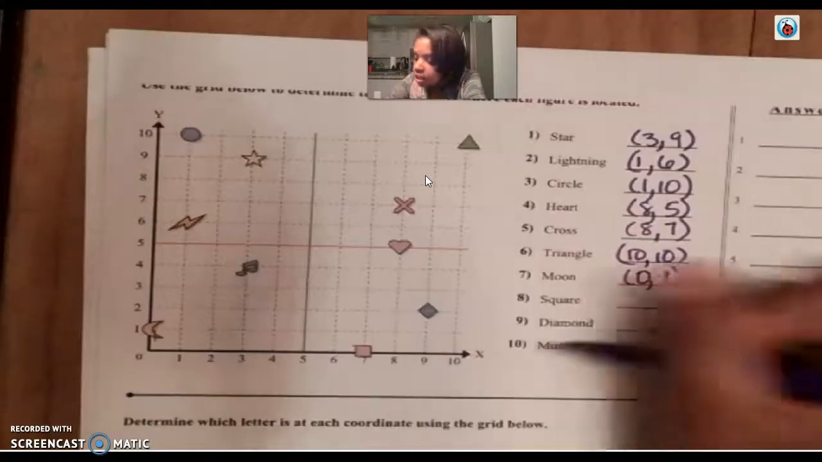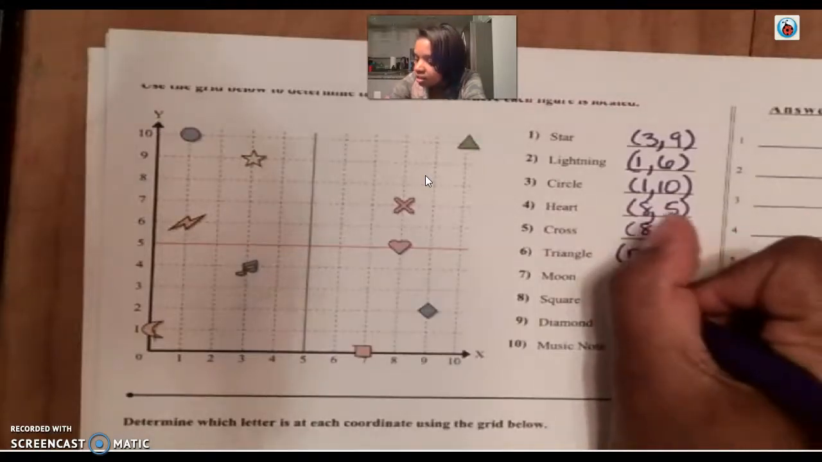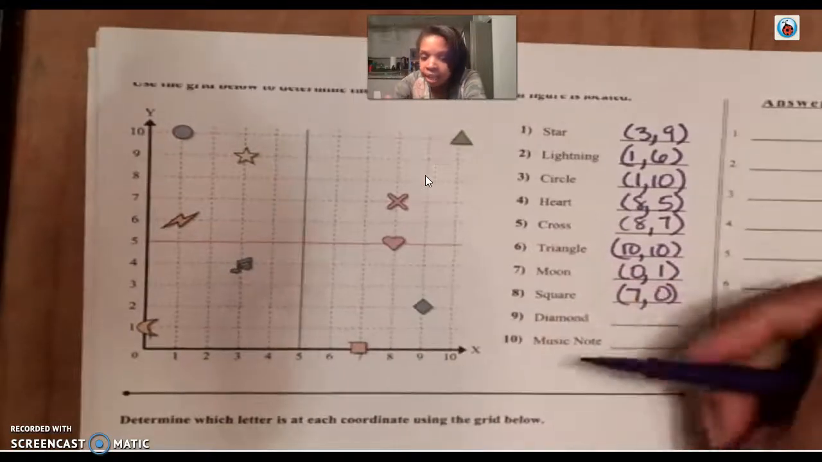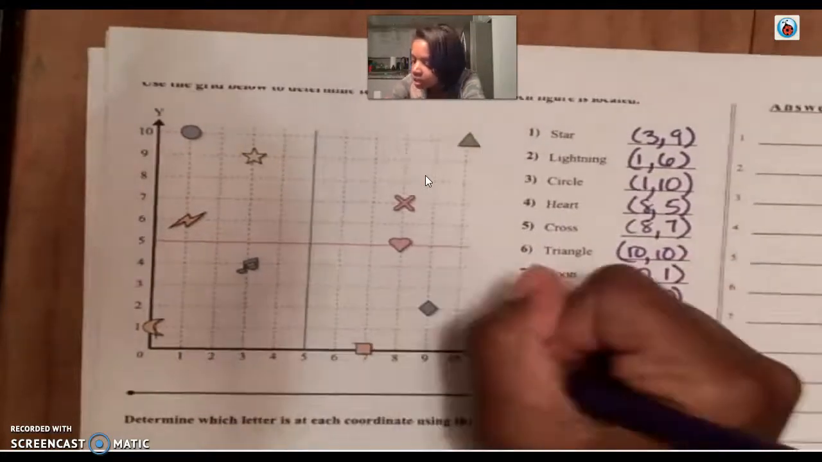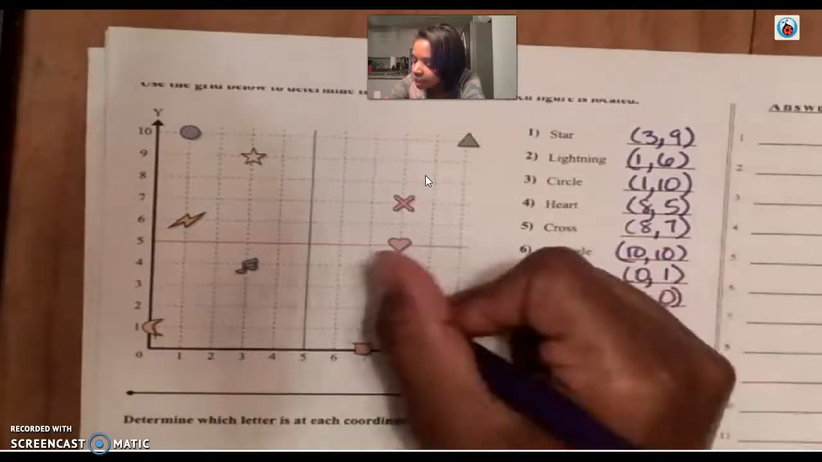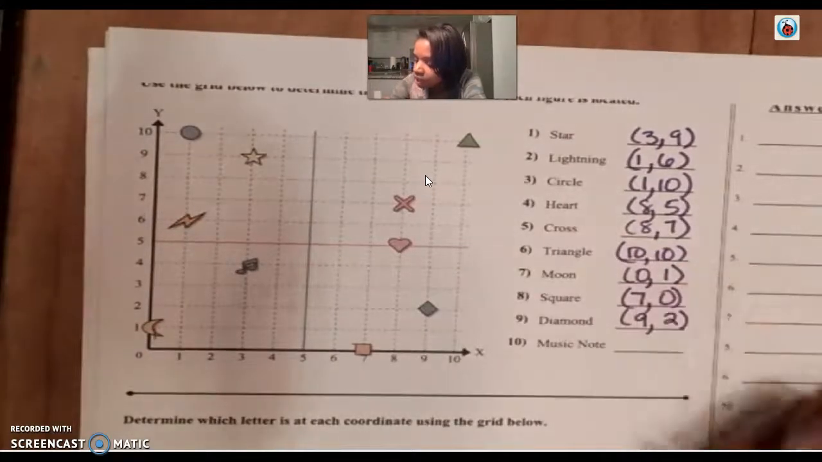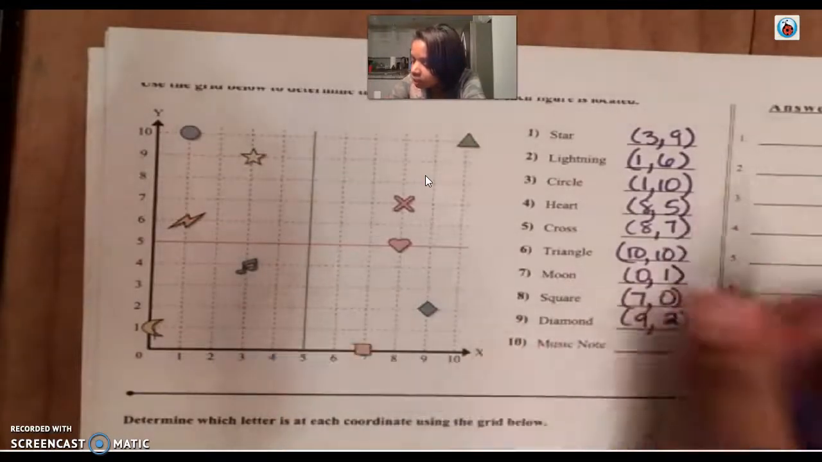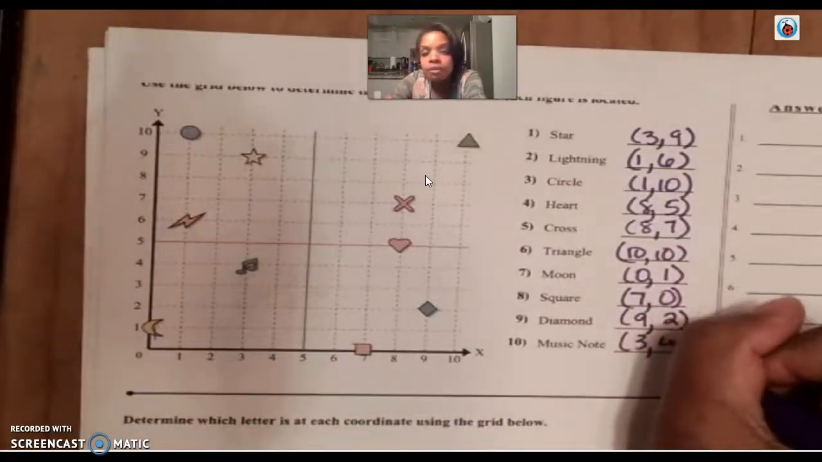For the square, it is 7, 0, because you did not go up any y. Okay, for the diamond, it is 9, 2. And for the music note, it is 3, 4.